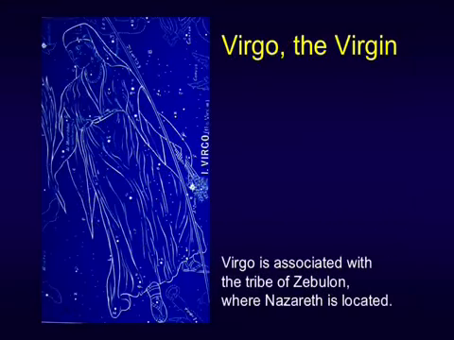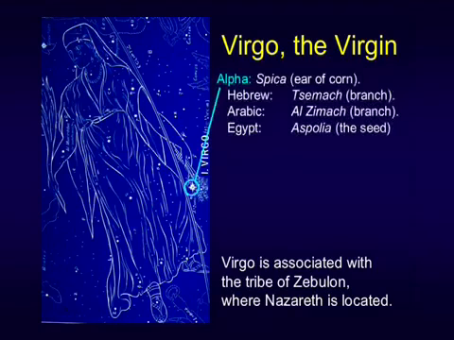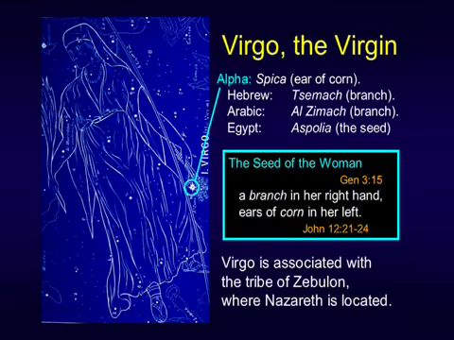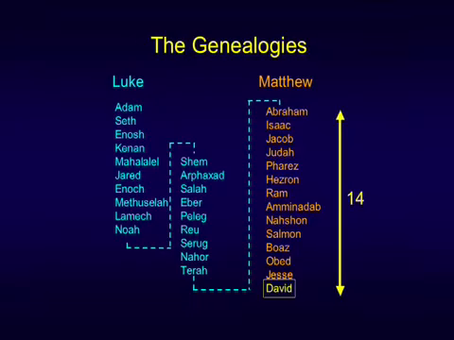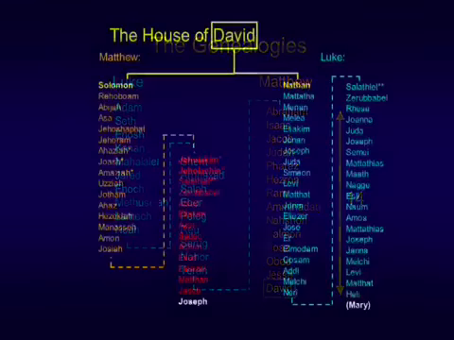We talked a little bit about the interesting observations in the constellation of Virgo, the virgin, and how it echoes the seed of the woman with a branch in one hand and the ears of corn in the other. It's interesting that Virgo is associated with the tribe of Zebulun, where Nazareth is located. That's another thing I thought would be useful to be sensitive to. So 14 generations there, and so forth.